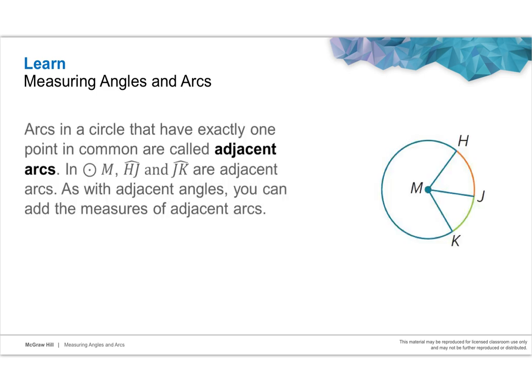are also congruent. And finally, just like adjacent angles share no interior points, arcs on a circle that have only one point in common, so here between our orange arc and our green arc, we're only sharing point J, are called adjacent arcs. And just like with segments that are adjacent, you can add the measures of adjacent arcs to get larger arcs from them.